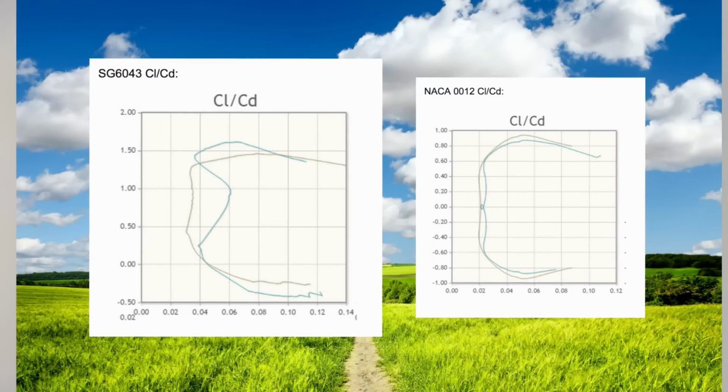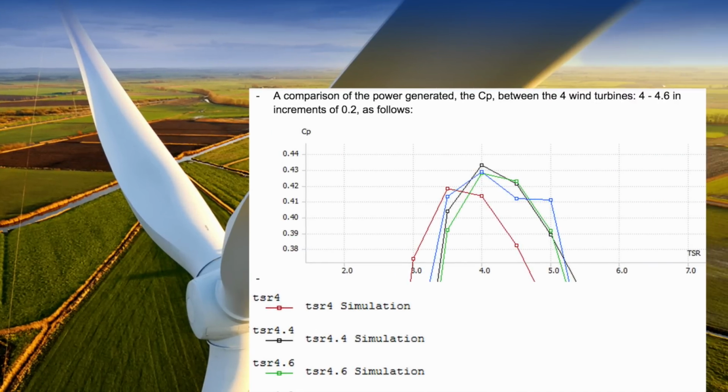SG6043 was chosen as the airfoil of the wind turbine due to its high CL/CD as compared to other airfoils. In developing the blade, we first chose a tentative TSR to work with, a TSR of 4. Using the chosen TSR, we designed the wind turbine blade with a pitch angle and chord length according to Betz's theory. Q-Blade was then used to simulate the performance.